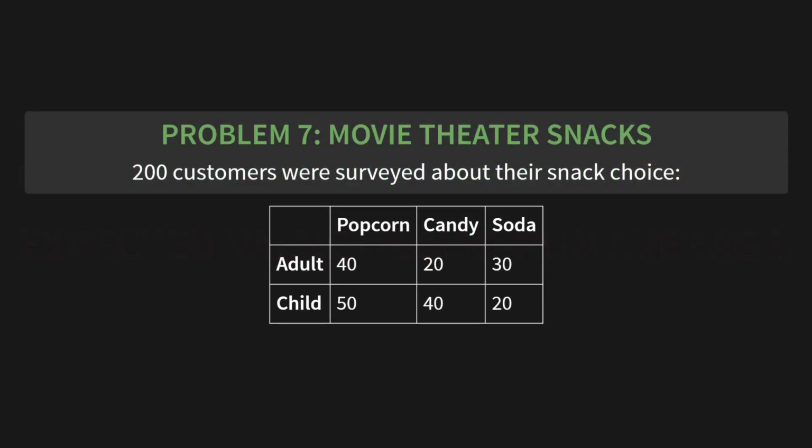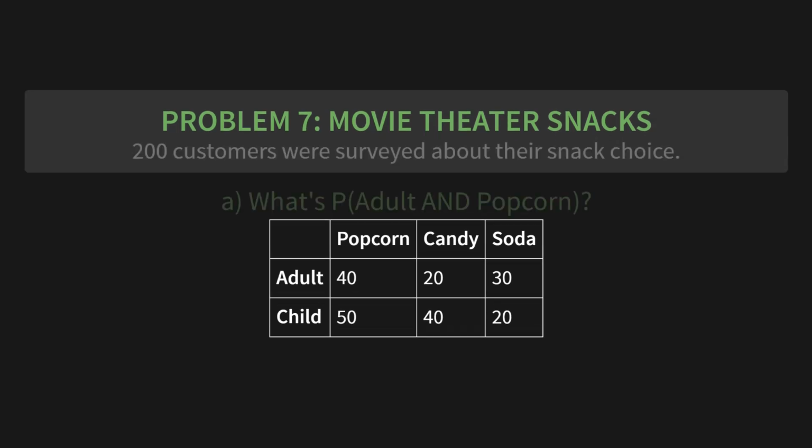Okay, picture this. We're at the movies, and I surveyed 200 customers about their snack choices. This is where data gets really interesting. Check out this table. We've got adults and children on the rows, and their snack choices, popcorn, candy, and soda, on the columns. Each number tells us exactly how many people fell into each category. It's like a treasure map of movie snack preferences.